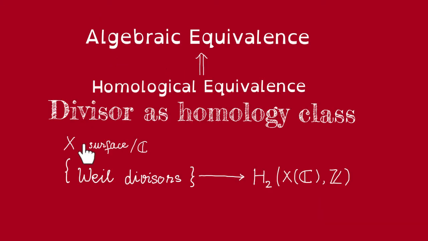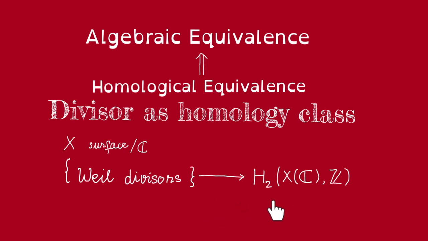Alright, so now coming back to the case when X is a surface, we have given a way to view Weil divisors as second homology classes. This allows us to define a notion of homological equivalence on Weil divisors. So two Weil divisors are homologically equivalent if they are equivalent as homology classes.